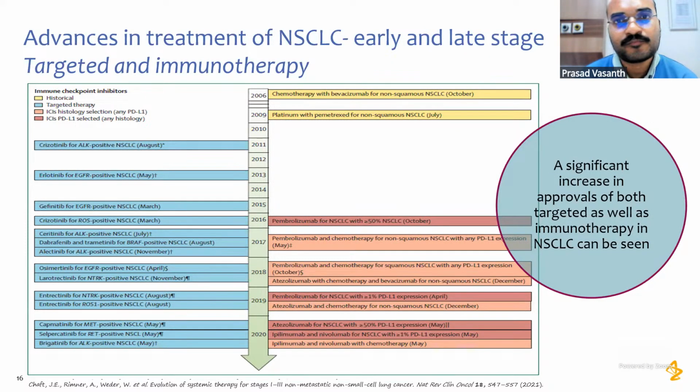So what are the other advances in early and late stage lung cancer management? Mainly over the last couple of years, it is the addition of immunotherapy even in non-metastatic disease, either as neoadjuvant or adjuvant or a perioperative approach.